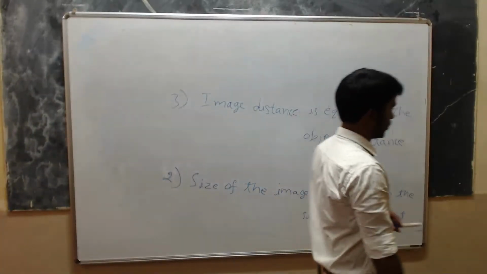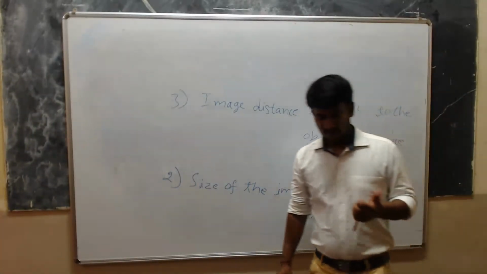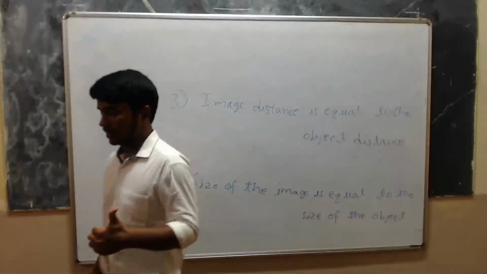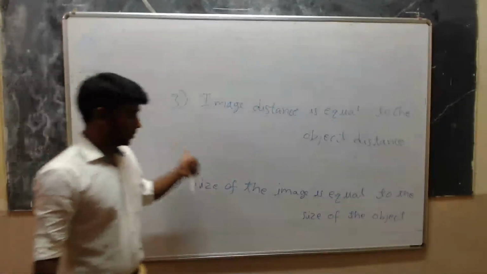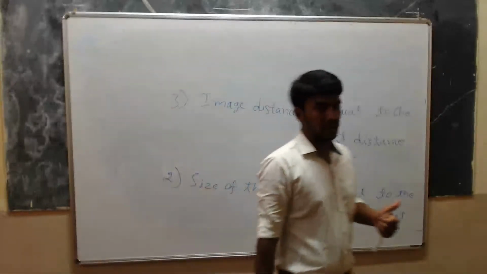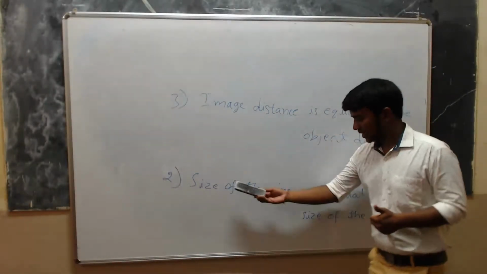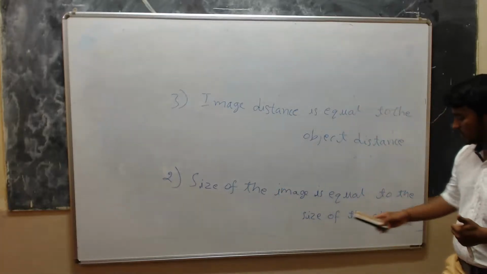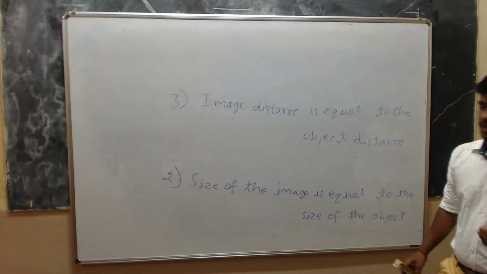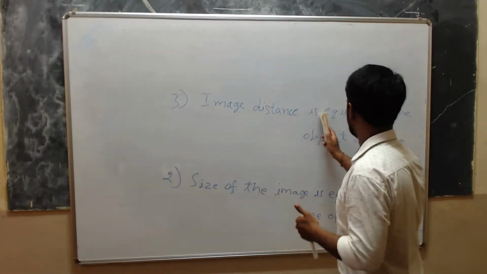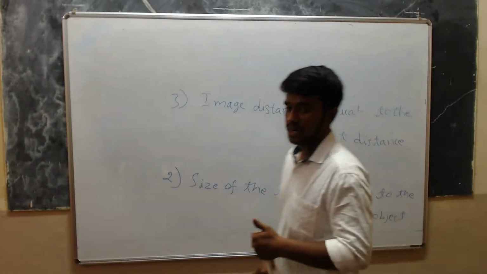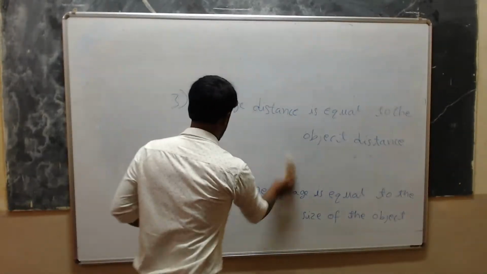These three properties are important for 2 marks. First, revise the first property: the images formed by a plane mirror are virtual and erect. Then the second one, size of the image is equal to the size of the object. And the third one, image distance is equal to the object distance.